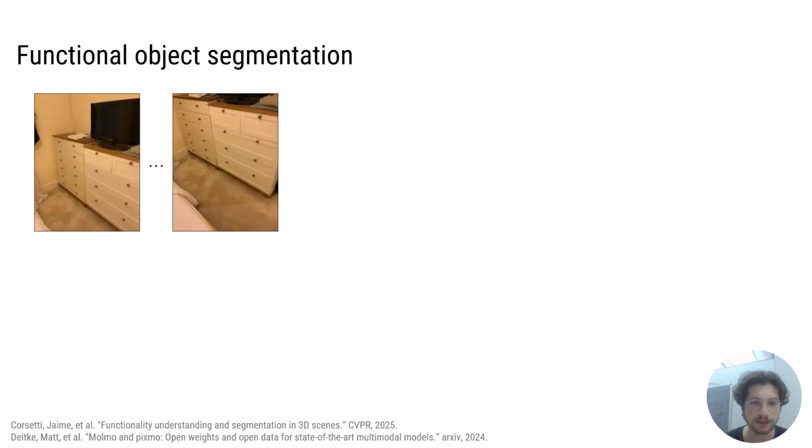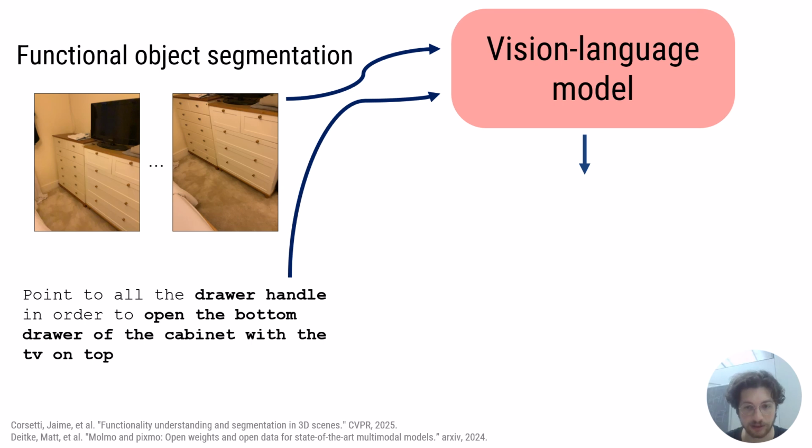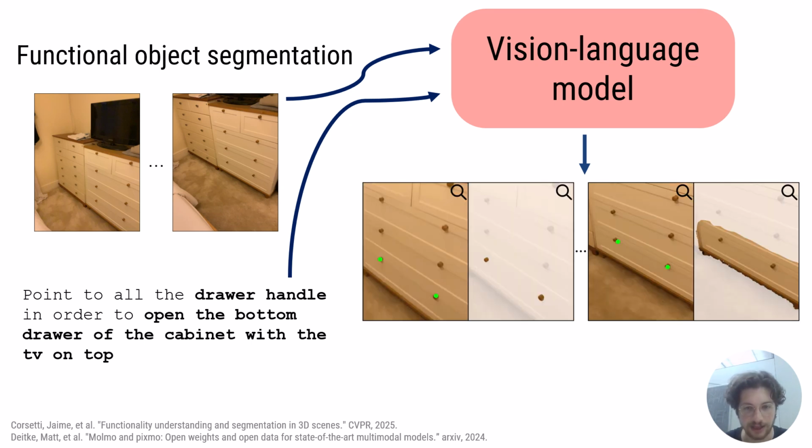Now the next step is segmenting the actual functional object, and we do so with a particular visual language model, which is Molmo, and Molmo is capable of pointing to a specific object in the views. So we provide it with this prompt, which says point to all the functional object name in order to task description, and in this case we have point to all the drawer handle in order to open the bottom drawer of the cabinet with the TV on top, along with all the images in which the contextual object has been detected. And this gives us the points in each view, and then we prompt the points to SAM, which is a promptable segmenter, to obtain the final masks of the functional object within each view.